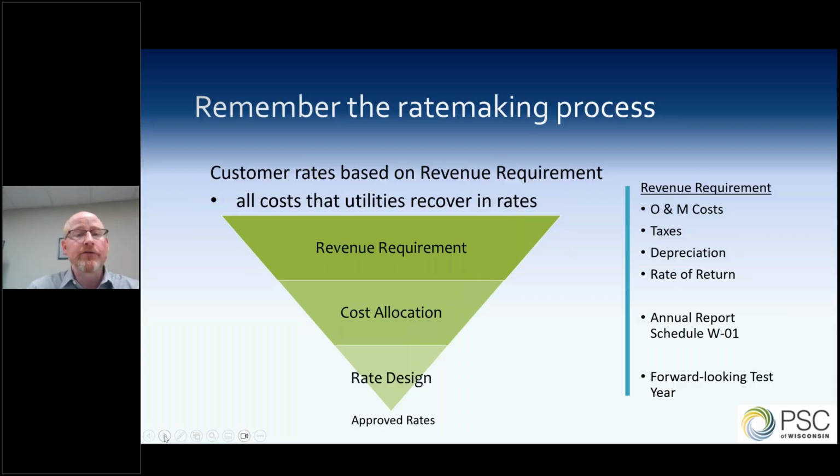After the revenue requirement is set, you have that one number. Consider it kind of a pie. The cost allocation allocates it to all the different customers. You split up the pie, and then you develop the rates based on that. So that's generally what it is. But the point that I want to just make sure everybody understands is the revenue requirement and the costs that go into that.